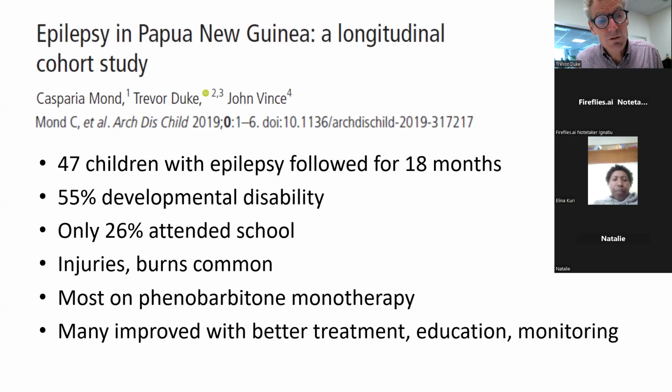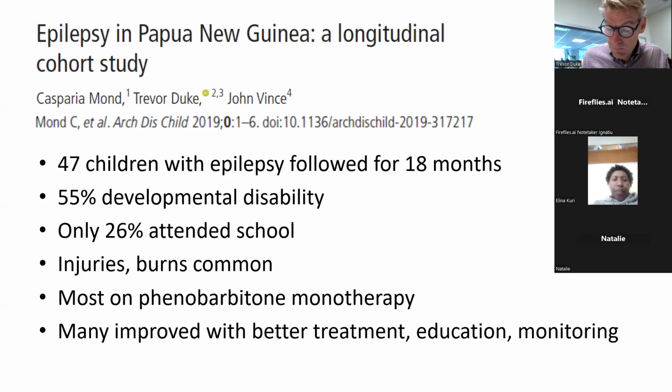And I think it's the best description of children with epilepsy certainly in Papua New Guinea and in many low-income countries. And she noticed that more than half of these children with epilepsy had some developmental disability, and only a quarter of them attended school, which seemed a very low proportion of children going to school. And that injuries and burns were quite common. So again, we need to warn parents of that risk and make sure that they protect their children from risks like that. Most of the patients were on phenobarbital monotherapy, mostly because that was the only drug that was commonly available.